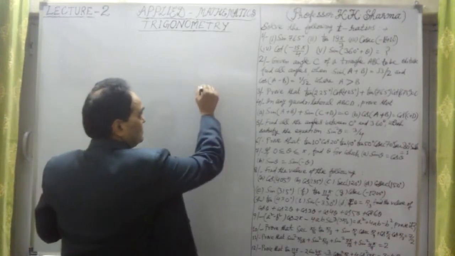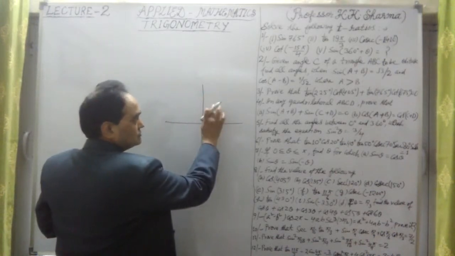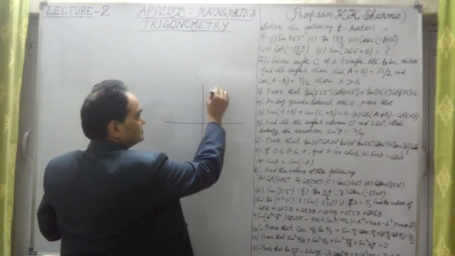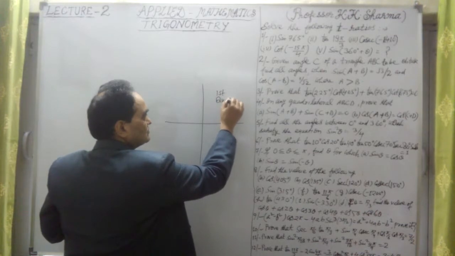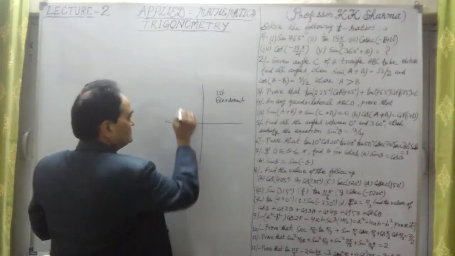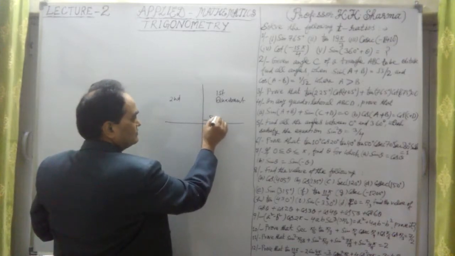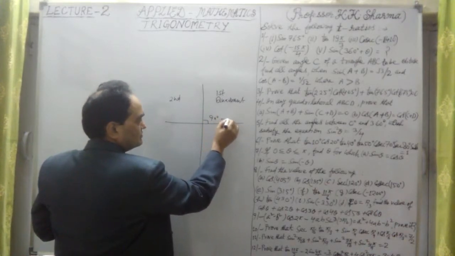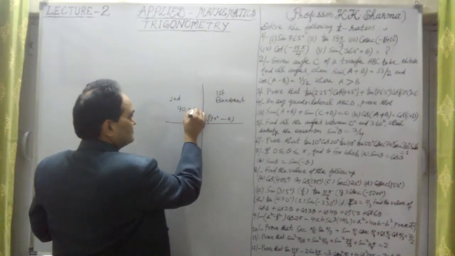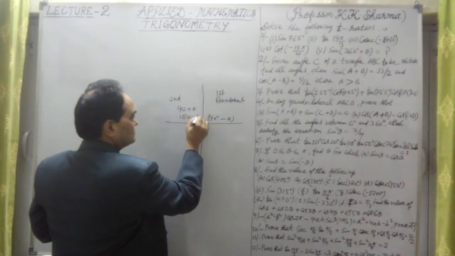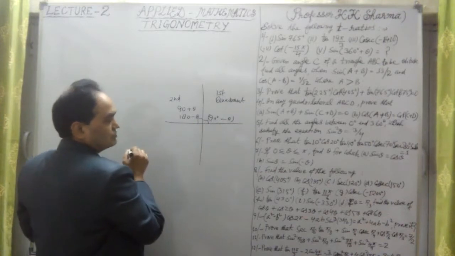Let me talk about the quadrants. As I said, all trigonometric ratios are positive in the first quadrant. This is the first quadrant. And this is the second quadrant, up to 90 degree angle. 90 degree minus theta, we will consider here 90 degree plus theta, 180 degree minus theta. This is in the second quadrant.